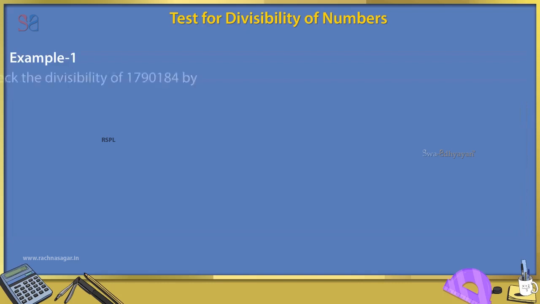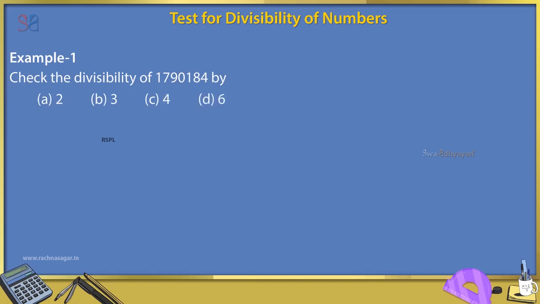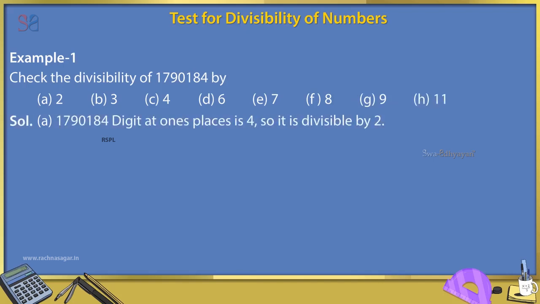Example 1. Check the divisibility of 17,90,184 by A. 2, B. 3, C. 4, D. 6, E. 7, F. 8, G. 9, H. 11. Solution. A. 17,90,184: the digit at one's place is 4, so it is divisible by 2.